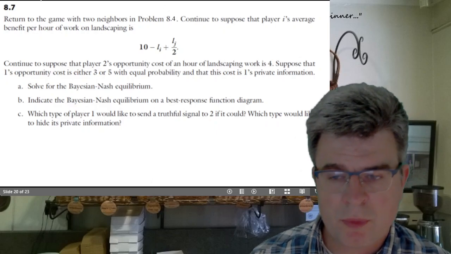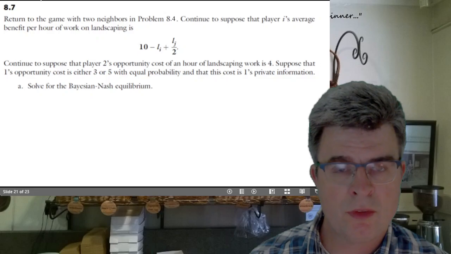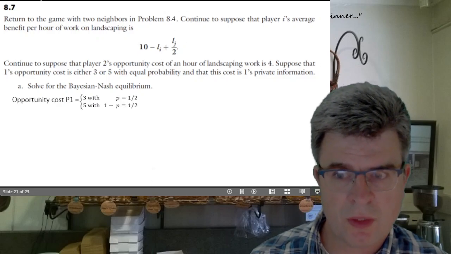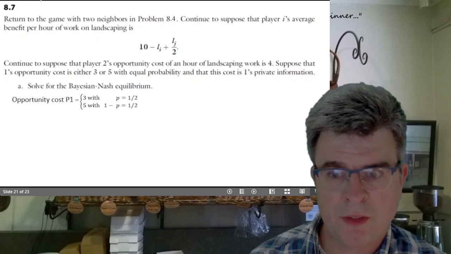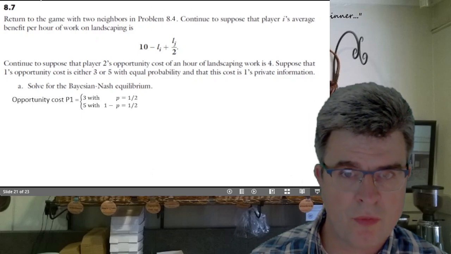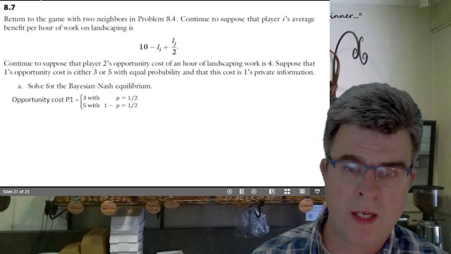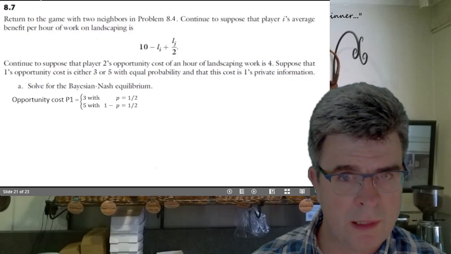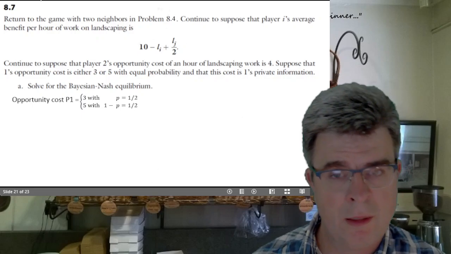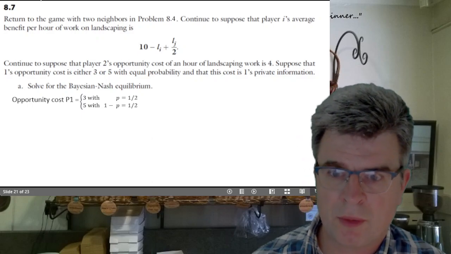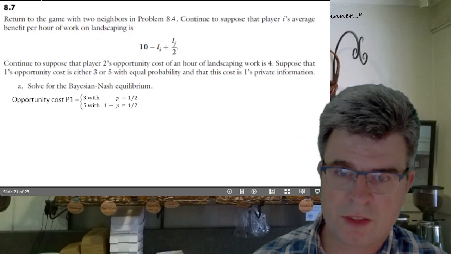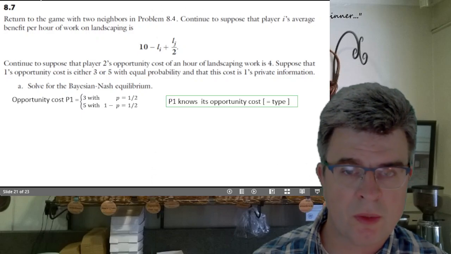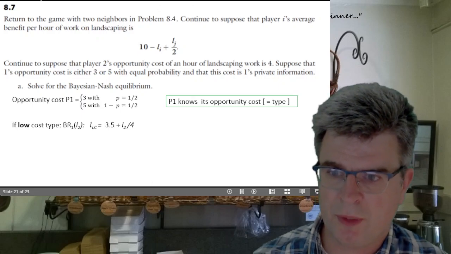Okay, so let's start with exercise A, solve for the Bayesian-Nash equilibrium. And the situation is as follows. The opportunity cost of player 1 is 3 with probability 1/2 and 5 also with probability 1/2. And the probability is really from the perspective of neighbor 2, because neighbor 1 knows what type he is, but neighbor 2 doesn't know his neighbor that well. So he needs to make an assessment. Player 1 knows the opportunity cost, his type; player 2 doesn't know it.